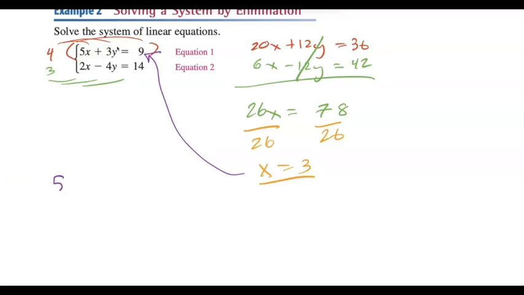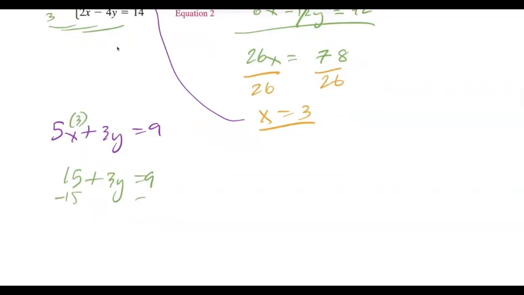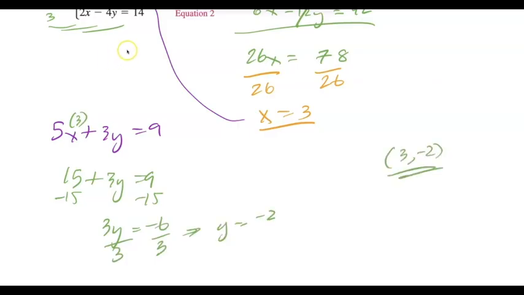So we have 5x plus 3y equals 9. But now we know that x is 3. So I get 15 plus 3y equals 9. Minus 15 from both sides. 3y equals negative 6. Divide by 3, and we get y equals negative 2. Our answer is 3 and negative 2. That's elimination in a nutshell.